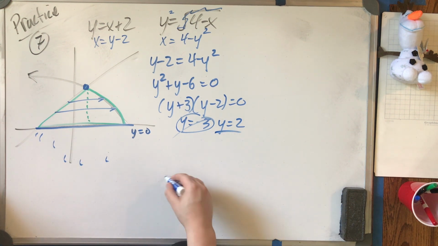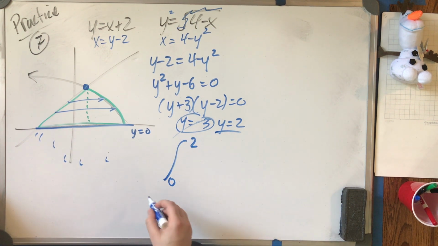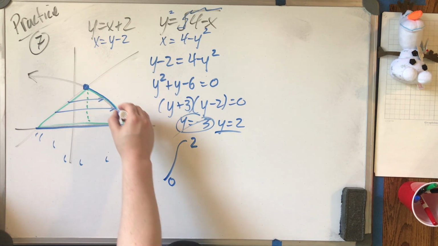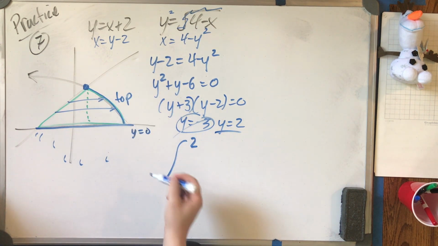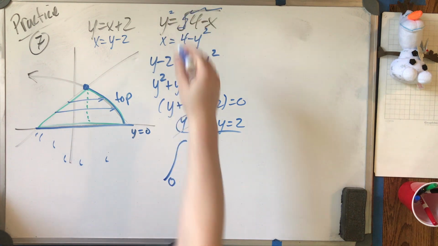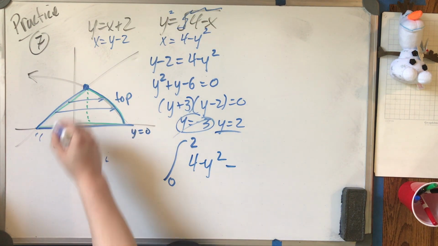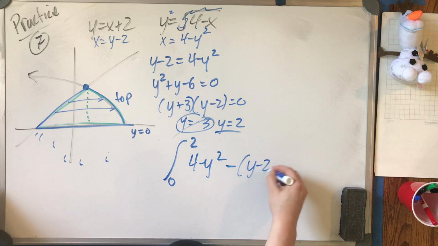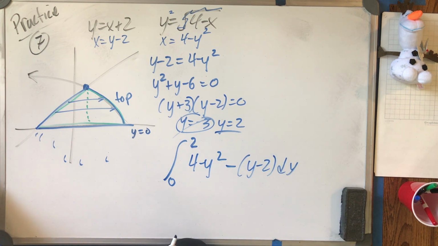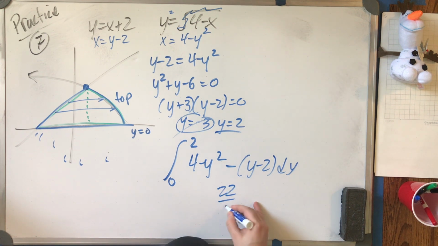And I'm going to be integrating this from 0 to 2 with this function right here on top. So that is 4 minus y squared, and I subtract the bottom function, which is y minus 2. Don't forget the parentheses. Okay, if you have a calculator, use it. If you don't, do it the old school way, and we get 22/3 units squared.